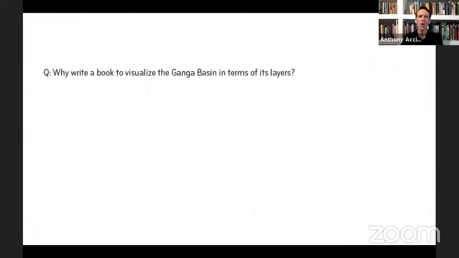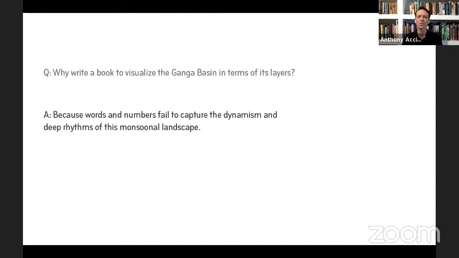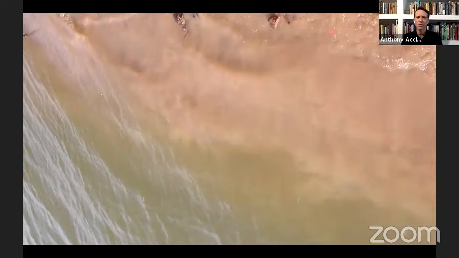Now you might ask, why write a book to visualize all of these layers of the Ganga Basin? The quick, short answer is because words and numbers fail to capture the dynamism and deep rhythms of this monsoonal landscape. So the drawings I'm going to share with you today are about trying to thicken that description, to give more to words and numbers through drawings and images, some historical, of this basin. In particular, I'm going to focus on how difficult it is to really draw the edges of the Ganga or Ganges.